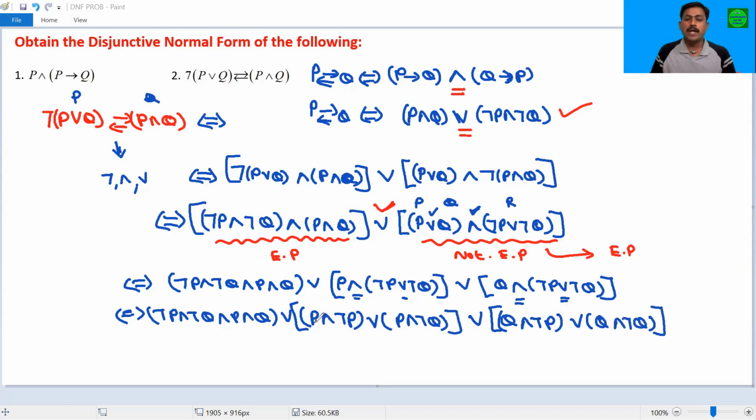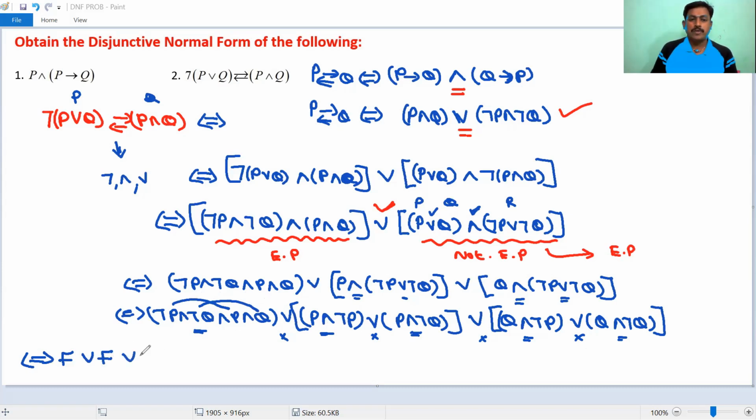If you observe all the bracket terms, inside the bracket terms we will have conjunction. In between the bracket terms we will have disjunction. So therefore it is our required answer. If you want, we can simplify this term as P and not P is F, Q and not Q is F, F and F is F we can write. Or here P and not P is also F we can write, or P and not Q, or here Q and not P we can write, or not Q and not Q is F.